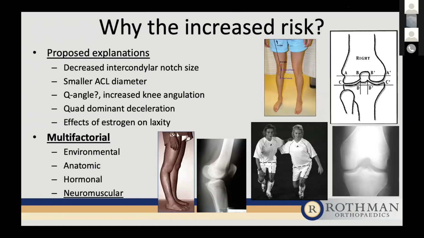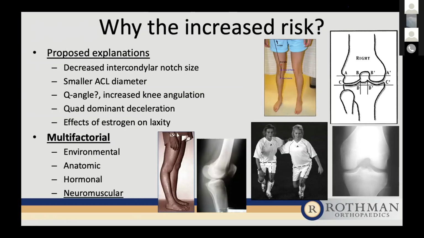Also, the diameter of your ACL. If you're a smaller framed girl, you may have a thinner ACL as compared to a large male, and that may be a contributing factor. Something called the Q angle, or someone who just appears a little bit knock-kneed, like that picture in the top left, could result in increased risk. If you're basically quad dominant, or your quad strength relative to your hamstring strength is higher, that is a risk factor. And then we know that estrogen has an effect on laxity and may contribute to ACL injury risk.